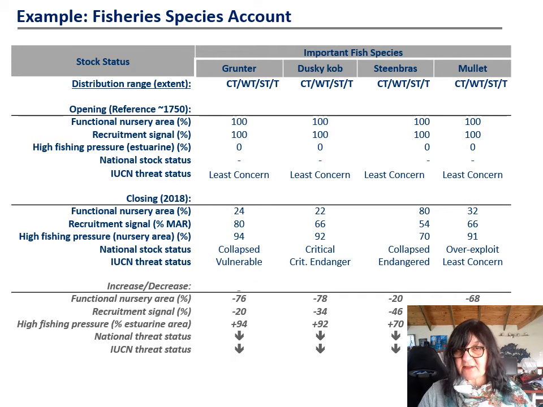Then we also looked at nursery function, recruitment signal, high fishing pressure on important nursery areas, and national stock status as indicators. Again, reflecting then the change: how much of the functional nursery area is still in good condition, how much of the recruitment signal is still reaching the systems, how much of the important nursery areas are under high fishing pressure, what is the national stock status, and what is the IUCN threat status captured for these species.